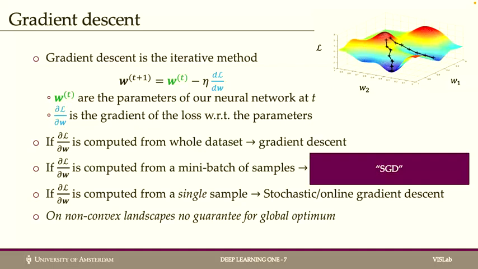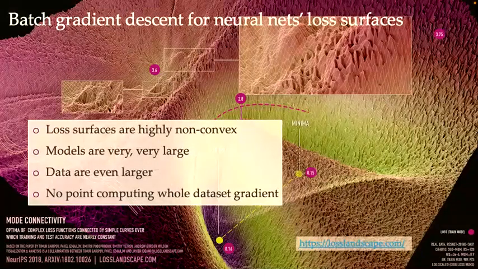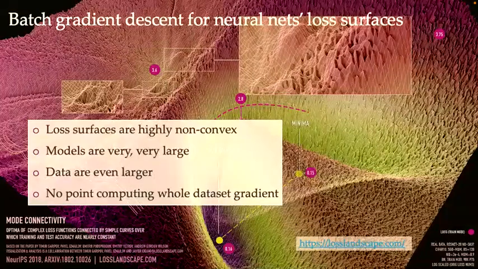And of course, keep in mind that we have non-convex landscapes, so it's not a given at all that we can find the global optimum. In fact, this is a screenshot of how these kind of loss functions can look like for neural networks.